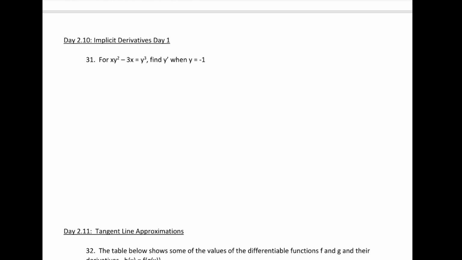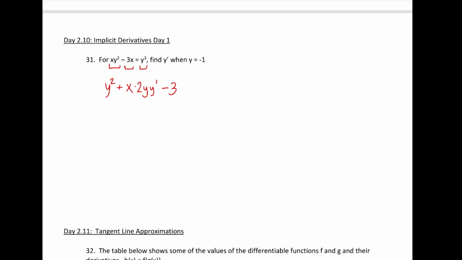differentiation to do that. So basically what we're going to do is differentiate both sides, and differentiate each one of these terms separately. So let's start with the first one. We're going to use product rule. The derivative of x is 1, so 1 times y squared plus x times the derivative of y squared. The derivative of y squared is going to be 2y times y prime because of the chain rule there. So that's that first section. Now I'm going to differentiate negative 3x, and that's just going to be minus 3.